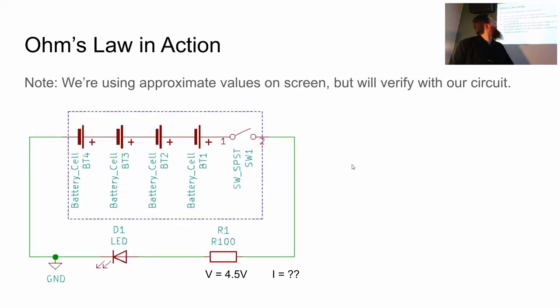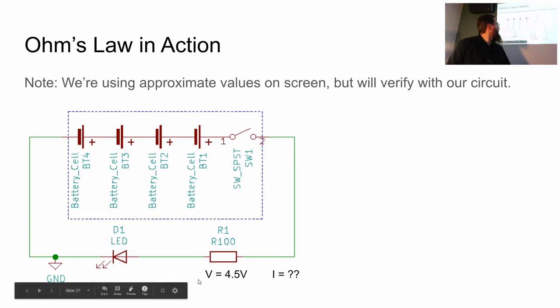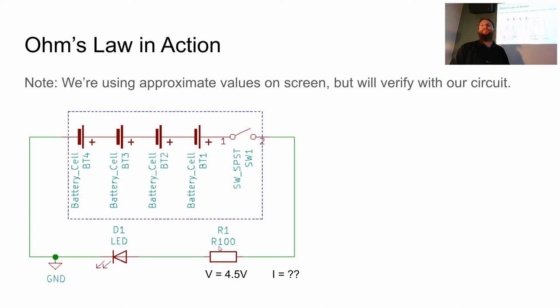Okay, so moving on, we're going to look for Ohm's law in action. So we have measured a voltage across this resistor of 4.5 volts. We know the resistor's value is 100 ohms because this schematic calls for a 100 ohm resistor. That is something I forgot to mention early on, sorry, but if you look on the schematic, we have R1, which is just a number.